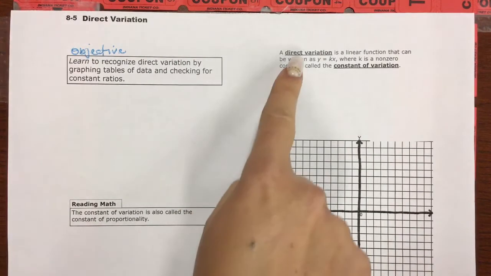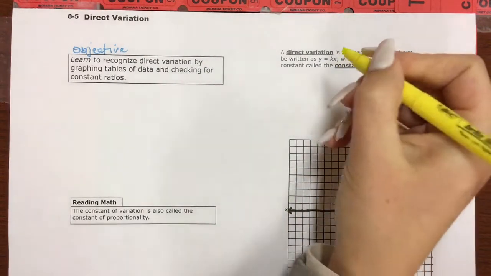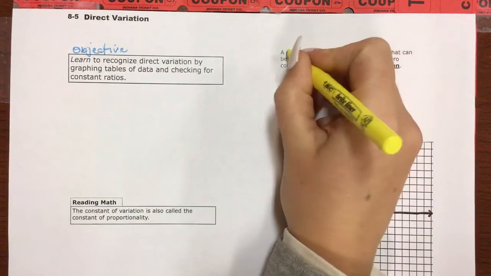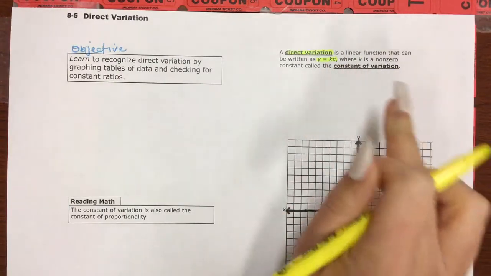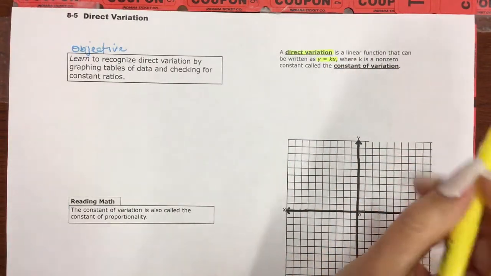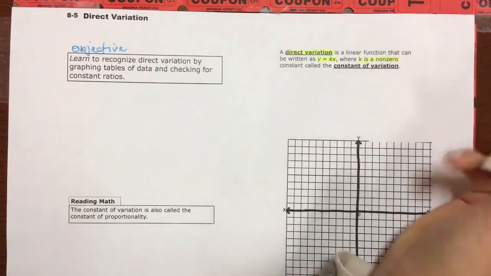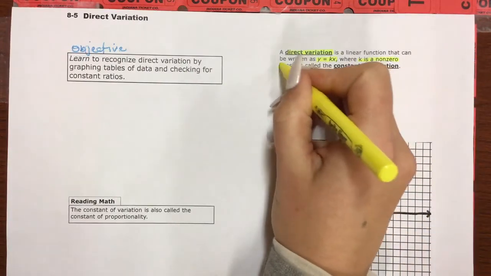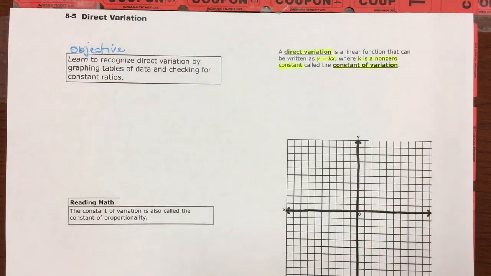So here we go. A direct variation is a linear function. Linear means that it is a straight line that can be written in the form y equals kx. That is direct variation, y equals kx. Well, the y is pretty normal, the x is normal, but this k is different. What is k? It says where k is a non-zero constant. It can't be zero. Constant means it's a number, called the constant of variation. K is called the constant of variation.